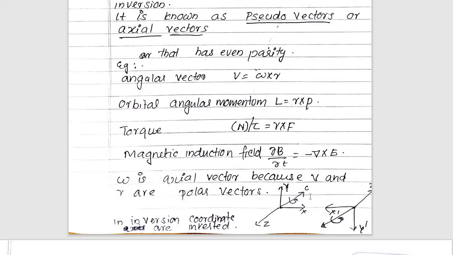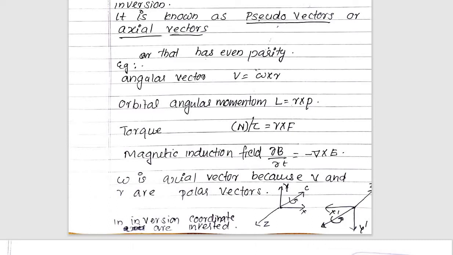Now we will discuss only in terms of its components. We are not bothered about the vectors. Anyway, the transformation is like this. So now we have defined polar vectors and axial vectors. Axial vectors are otherwise called pseudo vectors in terms of inversion.